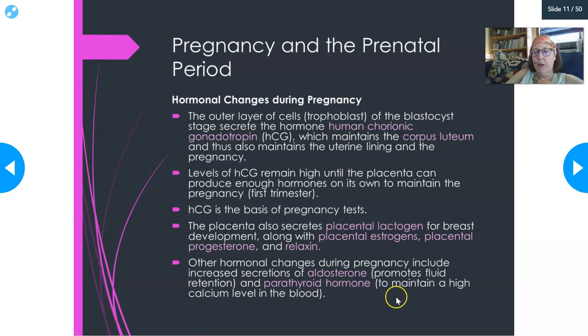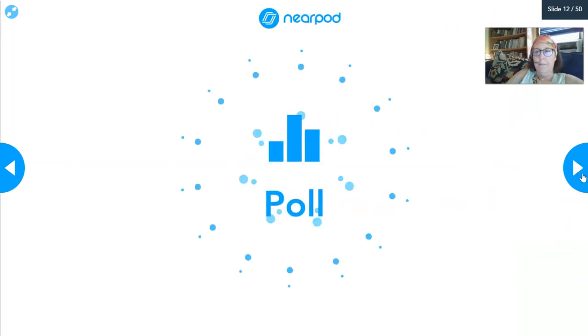And then also parathyroid hormone to make sure that you have a high calcium level in the blood because you're building a baby. The baby needs calcium. Its bones might need calcium and all of that.